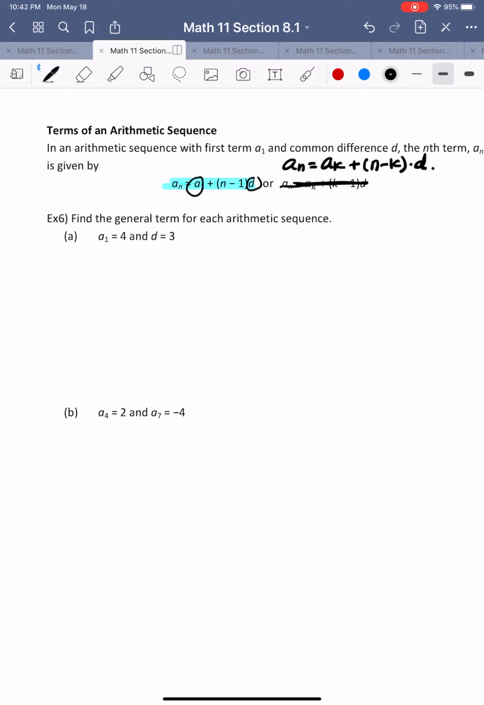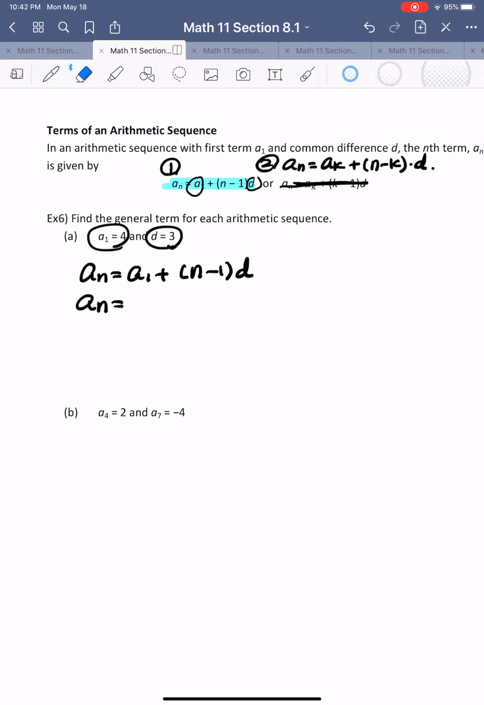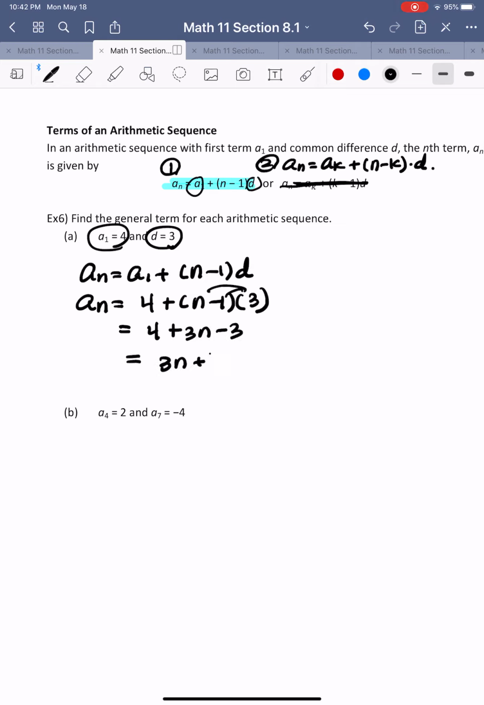All right, so find the general term for each arithmetic sequence, okay? So when they have a first term given and these are given, of course, I'm using the first one, okay? So the first one is a sub n equals a sub 1 plus n minus 1 times d. So a sub n, where a sub 1 is 4, plus n minus 1 times 3. And then you can just simplify: 4 plus 3n minus 3. You can say 3n plus 1 is going to be the a sub n. But I like this one too.